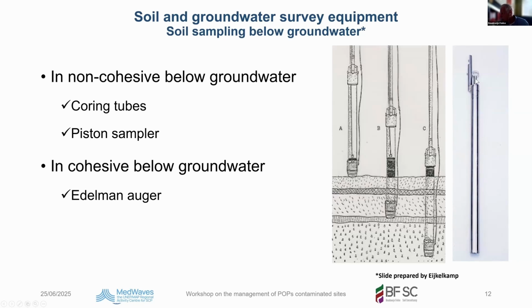And when you take it out, you keep the piston at the last height, then you bring it to the surface, and then you press this down, and then the profile is being laid on the side above. Now this is the same type, but then it's closed with a valve down here. And in cohesive soil below groundwater, you can use these Edelman augers, which I just showed you in the picture before.